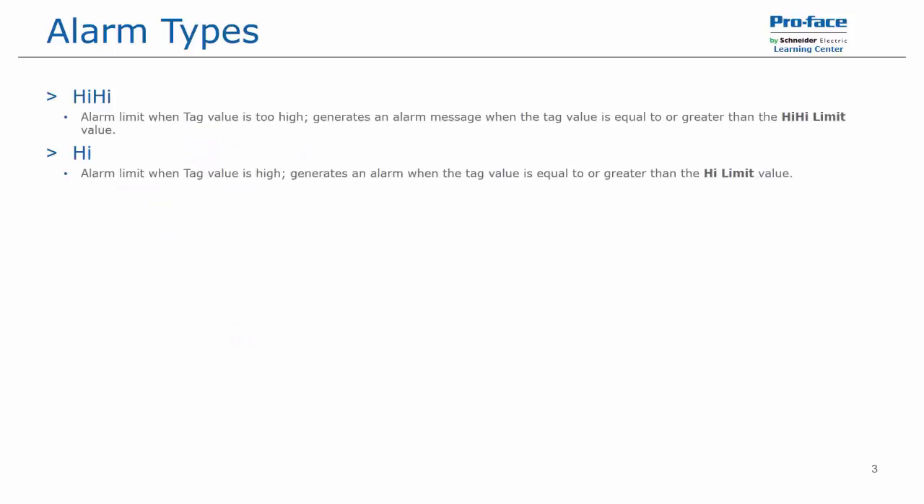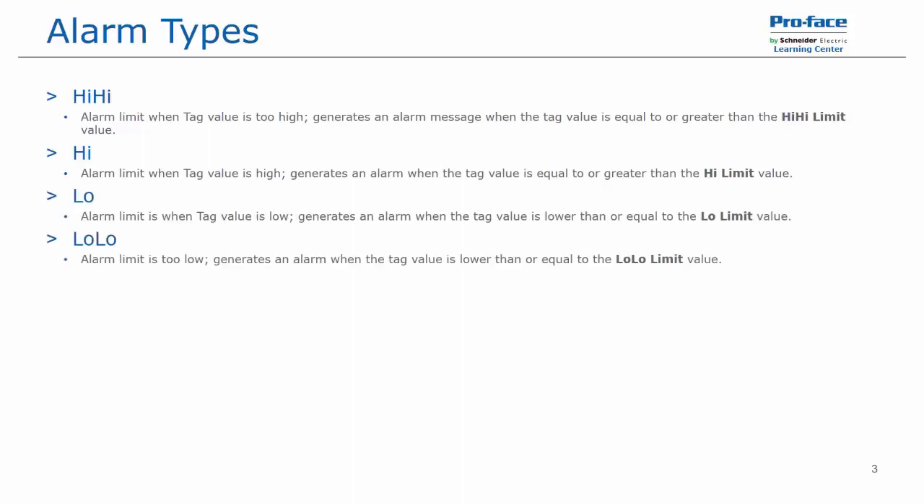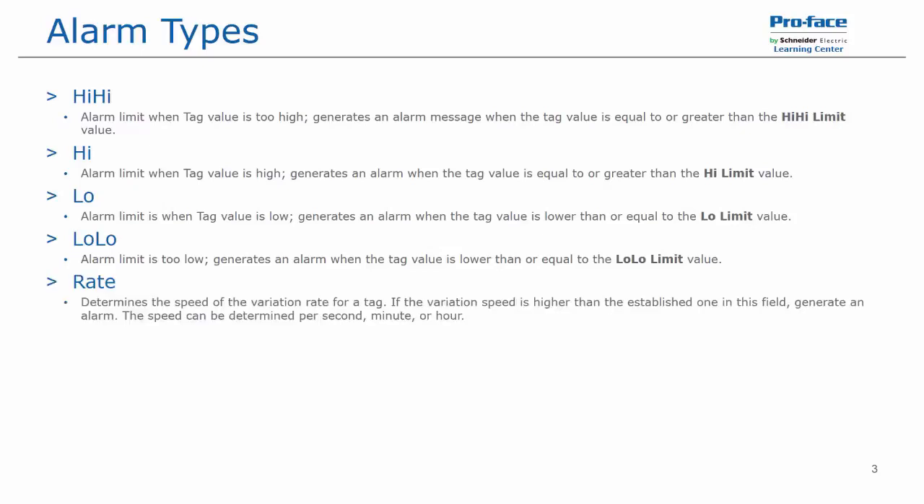In Blue Open Studio, there are 7 different types of alarms. We have high and high-high, and these are essentially alarms where, when the value gets too high, it will generate the alarm based on the limits that are configured for each. Then we have low and low-low, which are on the opposite end. When the value reaches the low or low-low limit, it will trigger an alarm.